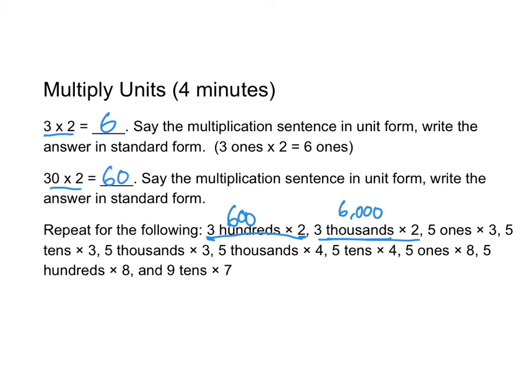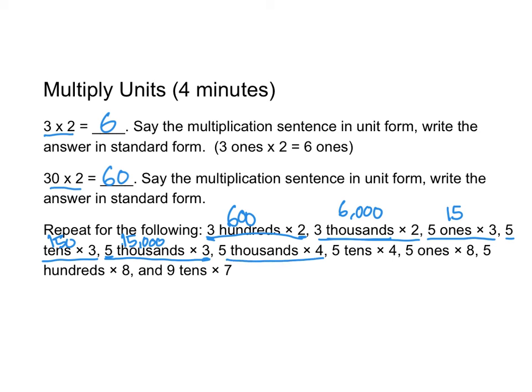Let's look at 5 ones times 3. Well, we know what that is. 5 ones times 3, 15. How about 5 tens times 3? Well, that's 15 tens, which is 150. 5 thousands times 3, well, 5 times 3 is 15 thousands, so we've got 15,000 there.